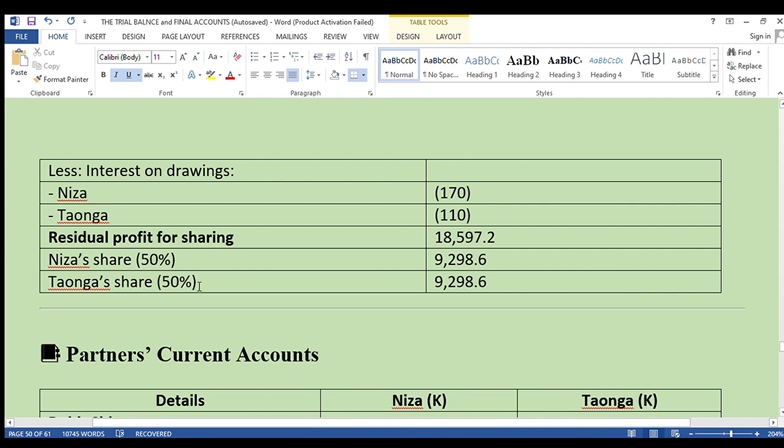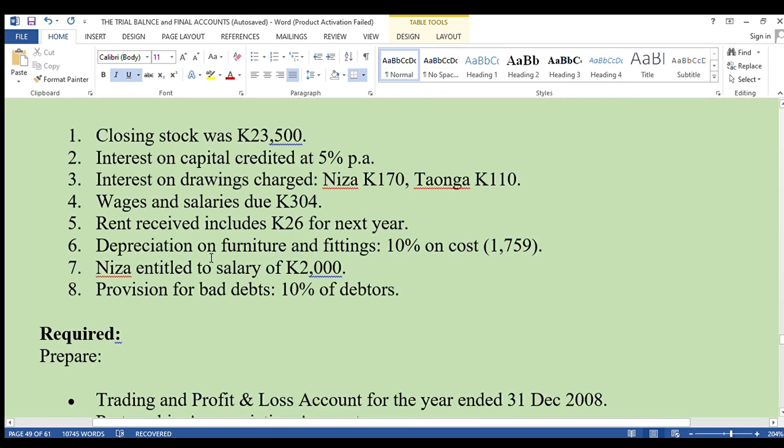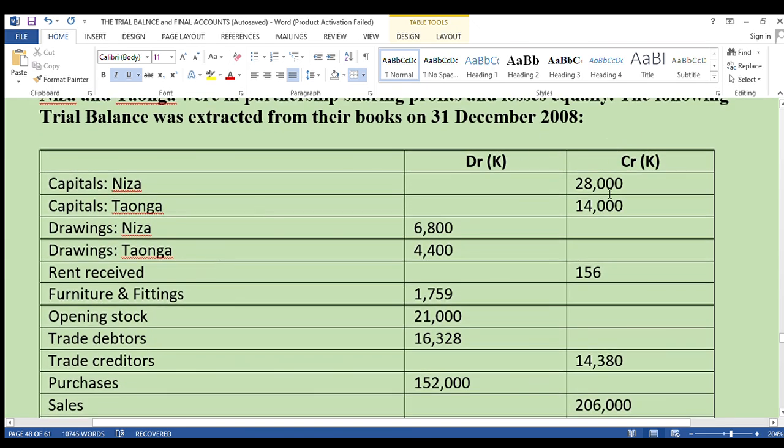Then sometimes they can share profit based on their capital contribution. For NISA, for example, you go to the capitals, okay? The capital contribution from NISA is 20,000. So you get this 20,000 and divide it by the total of the two capitals. The total capital is 28 plus 14, which is 42,000. So for NISA, it's going to be 20,000 divided by 42,000.